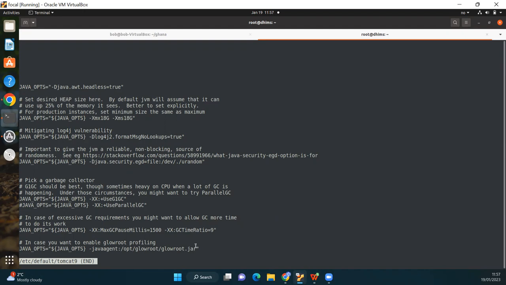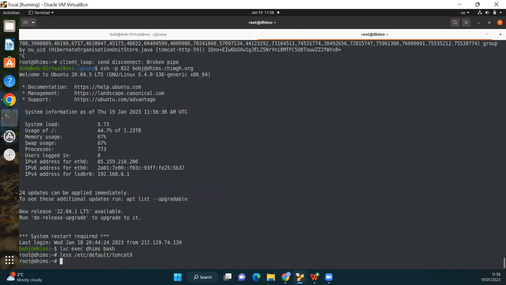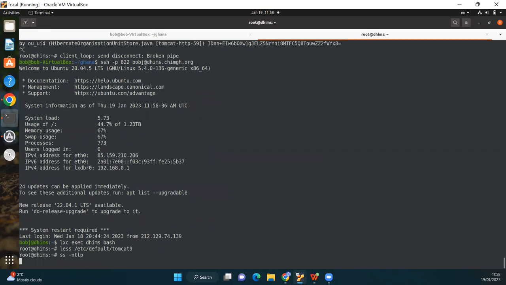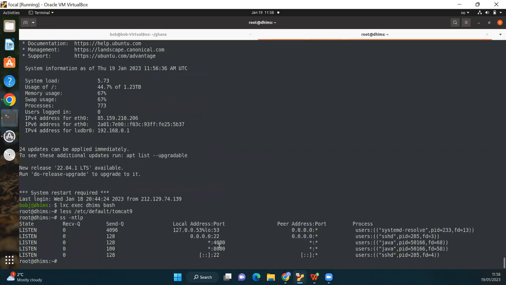It has a web-based interface. It listens on port 4000. Okay, see that. There it is. There's your Tomcat running there, and this is port 4000. You see, it's the same PID. It's the same Tomcat, listening on a different port. That's your Glowroot profiler.